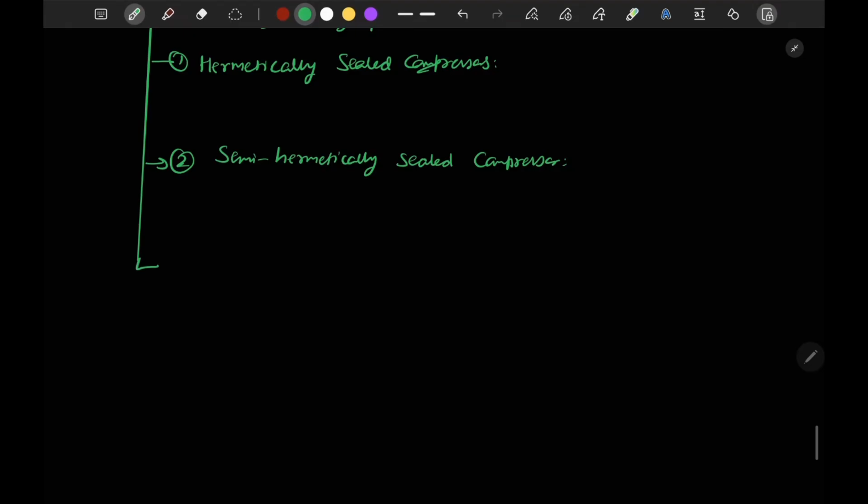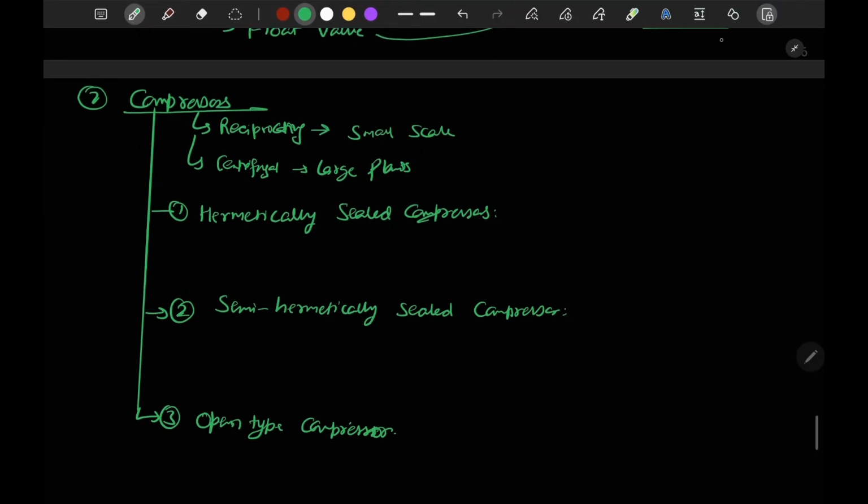And there is a third, that is our open type compressor. Okay, so we will discuss each of them. Now if we talk about the hermetically sealed compressor, in a hermetically sealed compressor, both our compressor plus motor are sealed inside and closed in a casing.